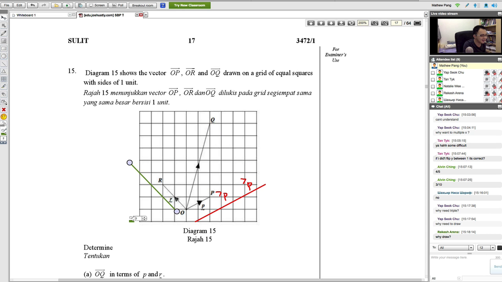And this line actually is parallel to OR. Do you find out? If I substitute into OR here, actually it's double of it. You can see that OR is from here to here. We call it 1R. So from O to this point, basically is 2R. So I will say this line will be 2R.